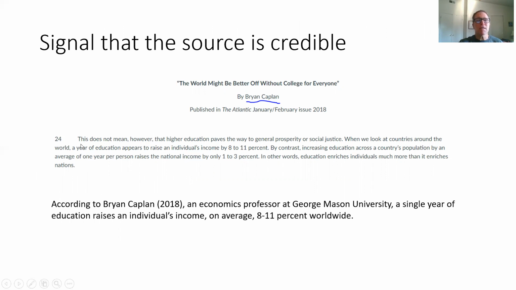And we've got this little thing here. This does not mean, however, that higher education paves the way to general profit. When we look at countries around the world, a year of education appears to raise an individual's income by 8 to 10%. So here would be my use of the source. According to Bryan Caplan, 2018, an economics professor at George Mason University, a single year of education raises an individual's income on average 8 to 11% worldwide. So I've paraphrased that information.